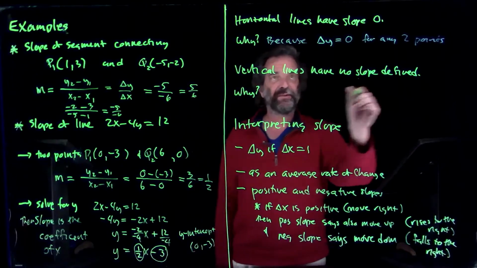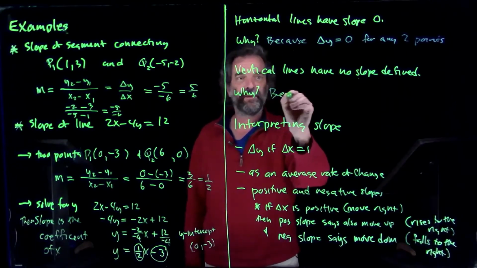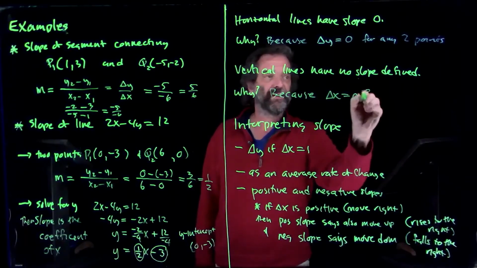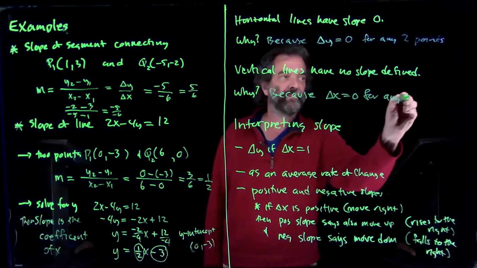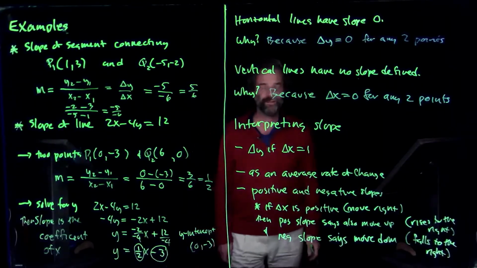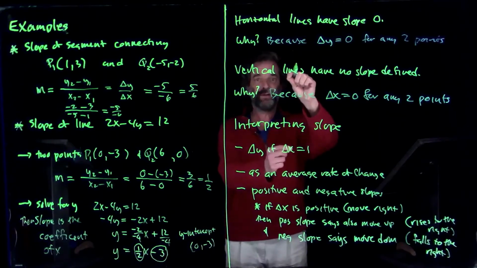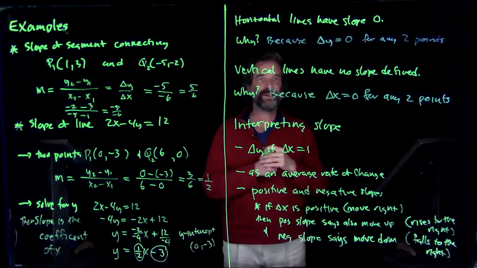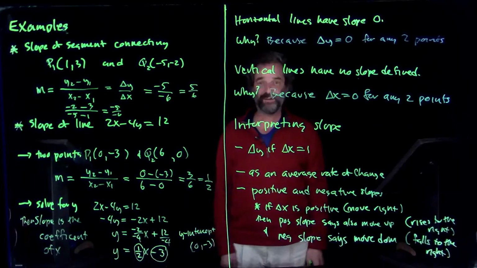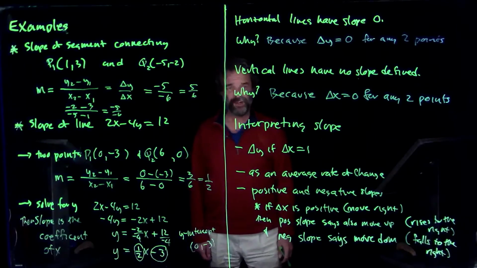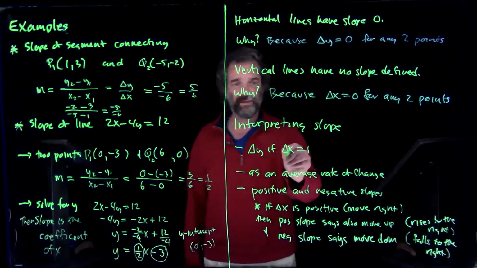Vertical lines have no slope defined. Why? Because delta x equals 0 for any 2 points. So you pick any 2 points. If it's a vertical line, the change in x is 0 as you travel between the points. Since you're dividing by delta x to get the slope, you can't divide by 0, so no slope is defined. That makes sense.